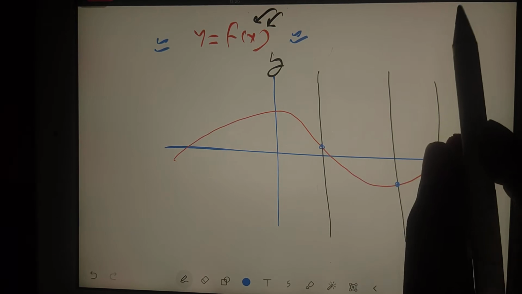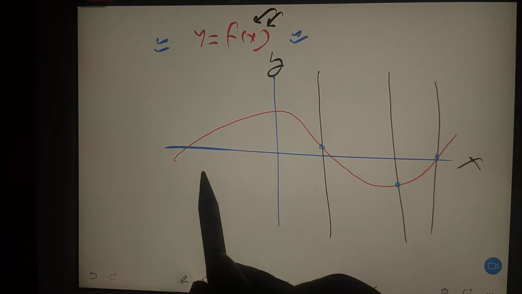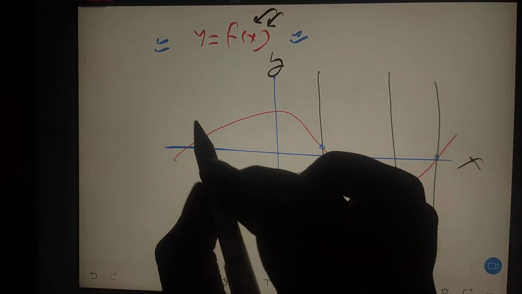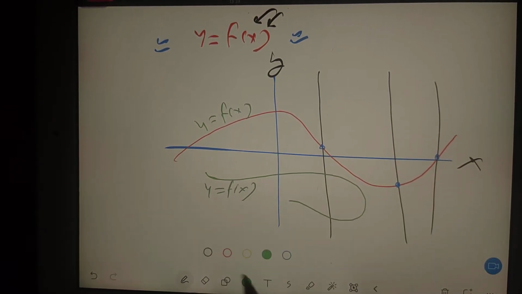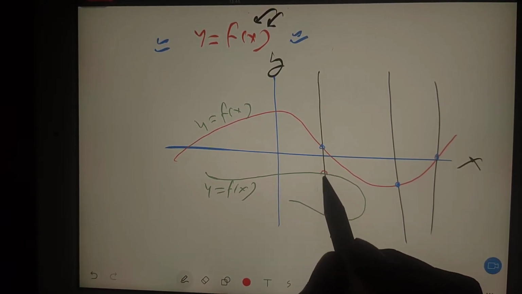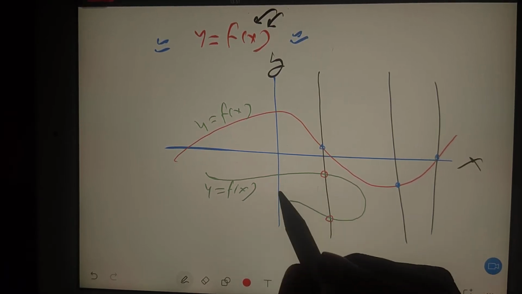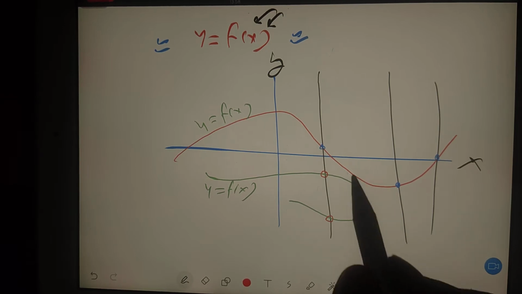If this parallel line is cutting the graph at only one point, then you will say this function exists. But imagine I am drawing a graph like this. This is also my y is equal to f(x) graph. Two different cases I am considering so that I can give you a contrast of which is a function and which is not. You can see here this is being cut at two intersection points. That's why the green line is not a function. Only the red line is a function.